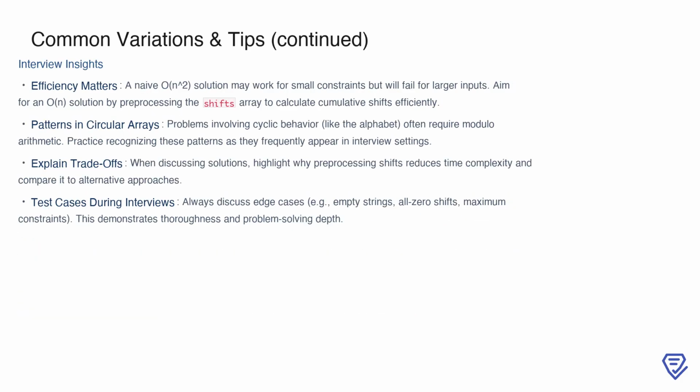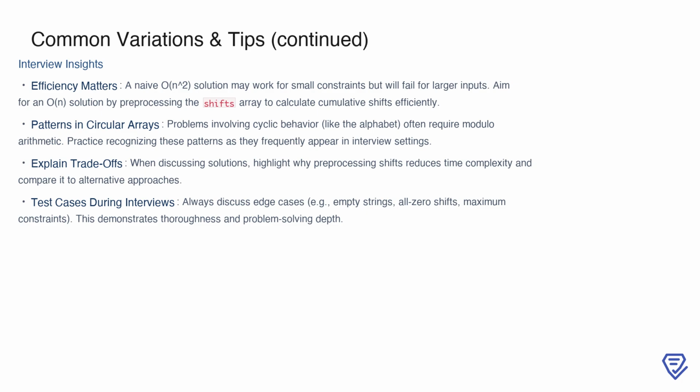Now let's focus on some key insights to keep in mind during interviews. Efficiency is paramount, especially for problems like this. While a naive O(n squared) solution might pass for small test cases, it won't hold up under larger constraints. That's why pre-processing the shifts array to calculate cumulative shifts in O(n) is essential. Recognizing patterns in circular arrays is another valuable skill. Since the alphabet behaves cyclically, you'll often encounter problems that rely on modulo arithmetic. Being able to quickly identify and apply this pattern can give you an edge.